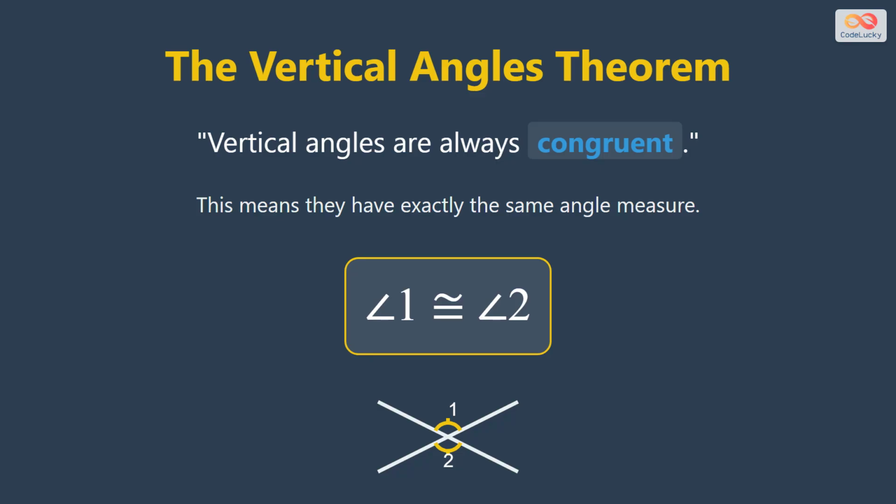Here is the big rule you need to remember. The vertical angles theorem states that vertical angles are always congruent. In geometry, congruent simply means equal. So, if you know the measure of one angle, you automatically know the measure of the one opposite to it. Angle 1 is congruent to angle 2.